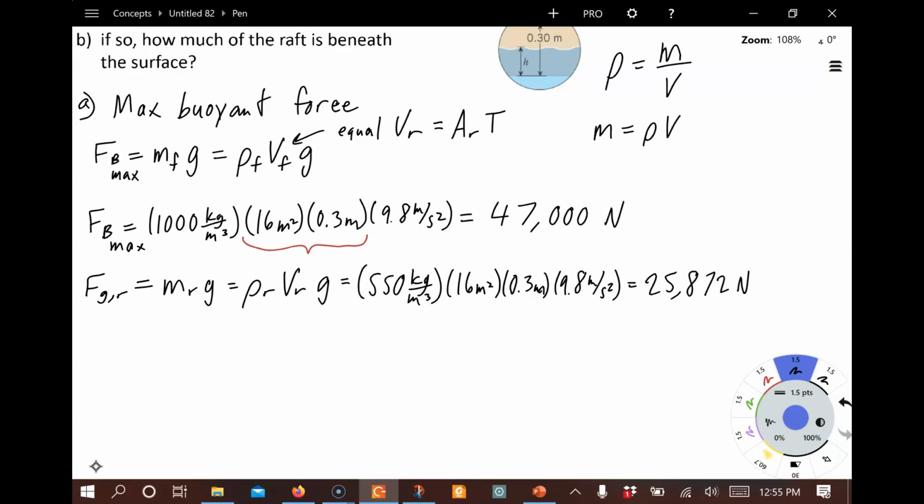The buoyant force, the maximum we can get by submerging the raft completely, is much bigger than the weight of the raft. As a result, this raft will float.